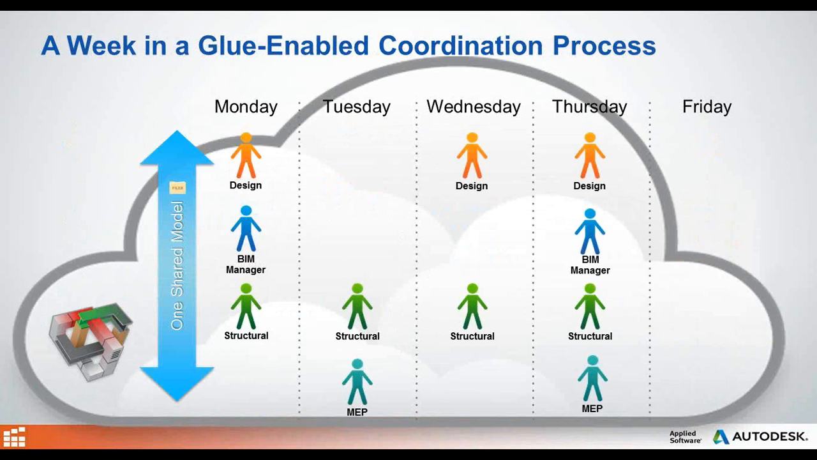So there's no uploading and downloading and sending around clash reports. You go to the clash function in Glue and you can see not a printout, you see the latest version of how many conflicts exist between certain trades or disciplines. So what it's really done for our teams is freed up a lot of time of our BIM managers. They're no longer kind of this middleman bottleneck who is spending a lot of time uploading and downloading.